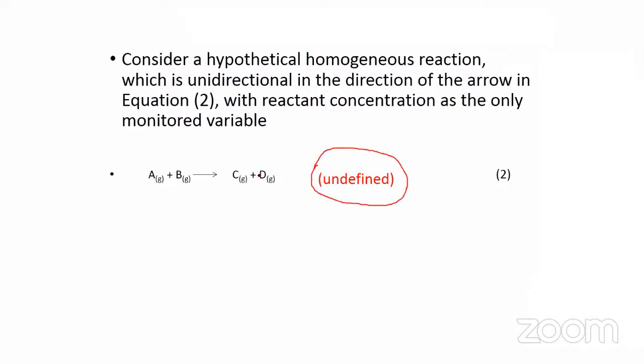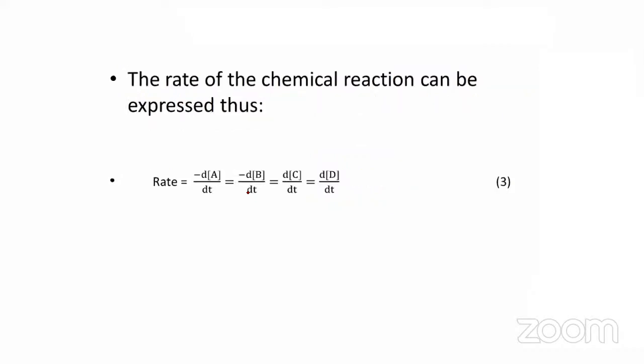In other words, I did not put any specific compound or molecule that is reacting, but I use A, B to represent molecules. A can be nitrogen, B can be hydrogen. When they react, they can give me C, which is ammonia. But when it is A plus B equal to C, it's undefined. But when it is hydrogen plus nitrogen to give ammonia, it is a defined reaction. So take note.